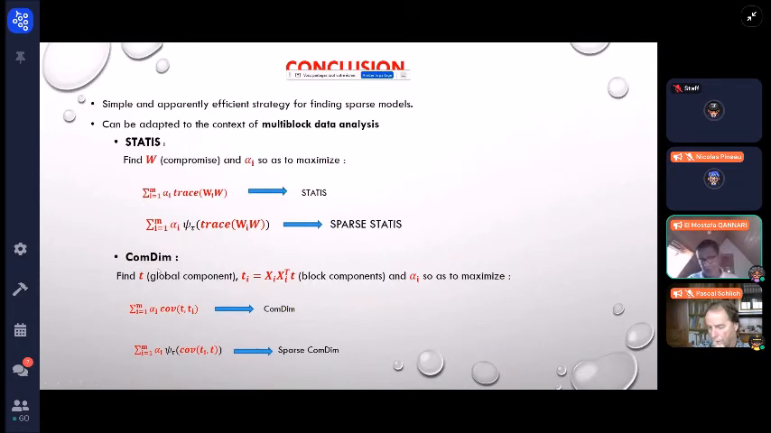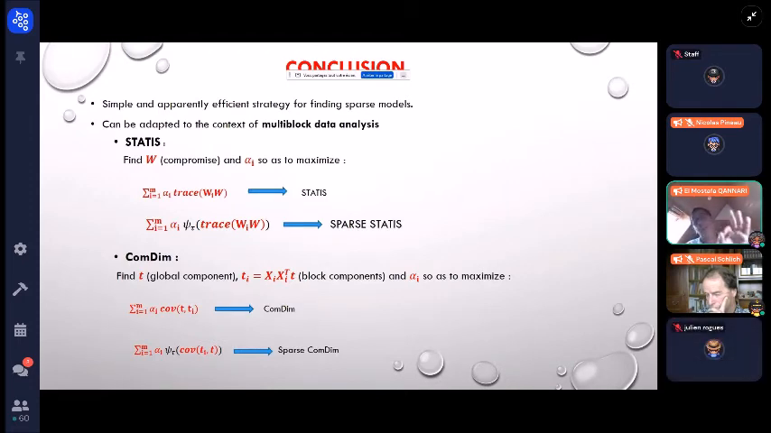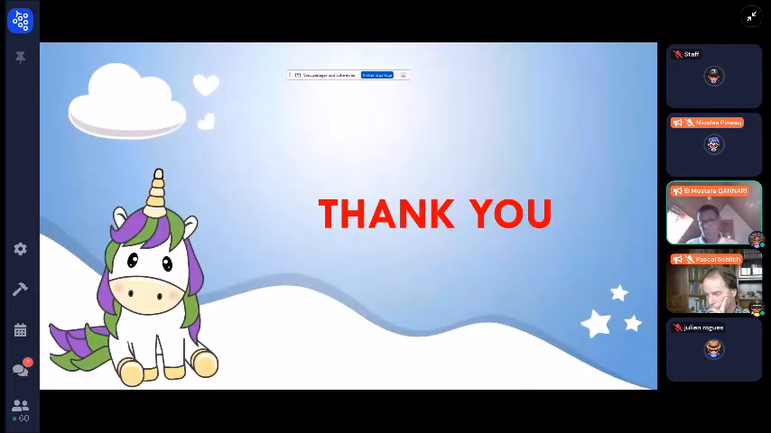With COMDIM, exactly the same thing. But now we remove the data sets, not entirely for all the analysis, but we remove them for each component. I mean, for the first component, you're going to remove those data sets that are not linked with this particular component. So thank you very much.